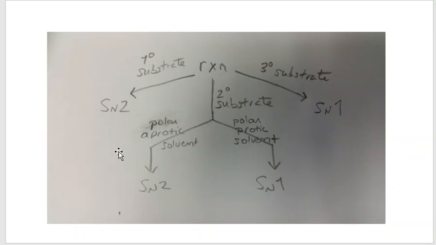So overall, if you have a reaction, and you know it's a substitution reaction, if it has a primary substrate, it's SN2. If it has a tertiary substrate, it's SN1. And if it has a secondary substrate, look at the solvent. And if it's polar aprotic, it will be SN2. And if it's polar protic solvent, then it will be SN1.